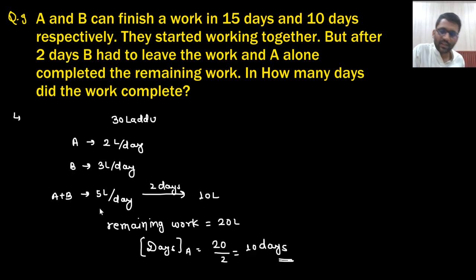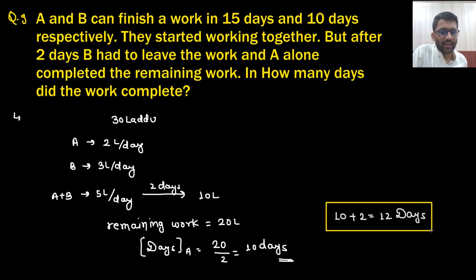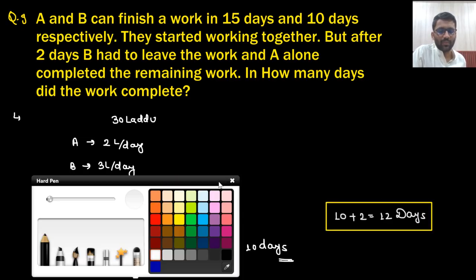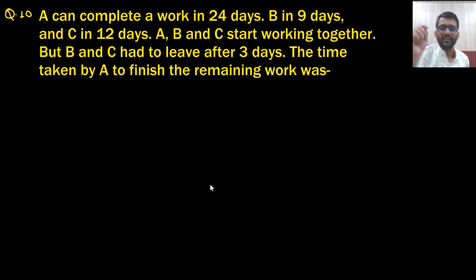So 10 days here and 2 days here. So 10 plus 2, it is taking them a total of 12 days. So in total 12 days the work got completed, because B betrayed A and left in between. Basically both were working together, 5 laddu per day were being eaten, but after 2 days B left. So 10 laddu were already eaten. Now A has to eat 20 laddu, and A was eating 2 laddu per day. So it would take him 10 days. Let's see this one.